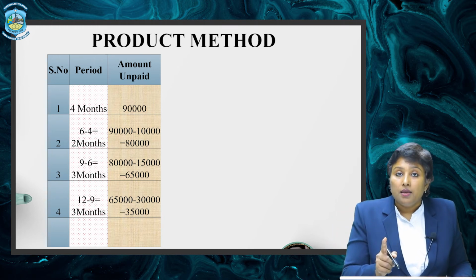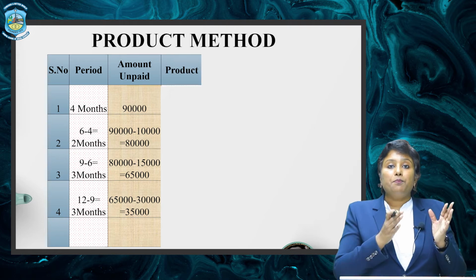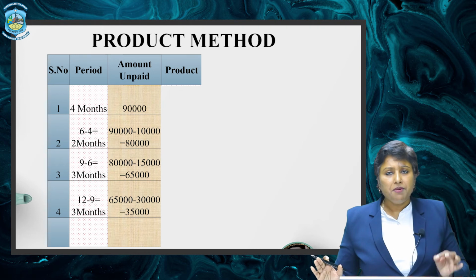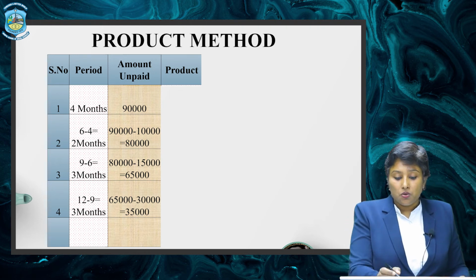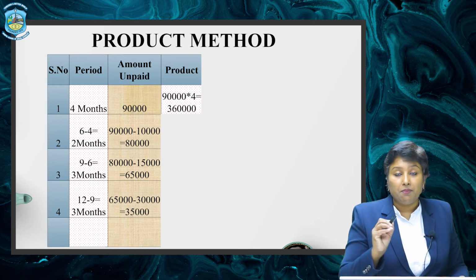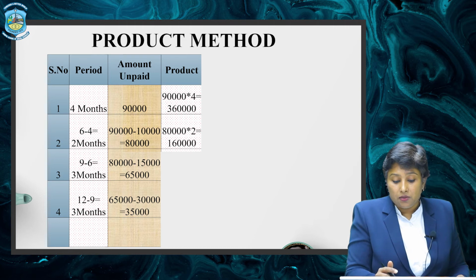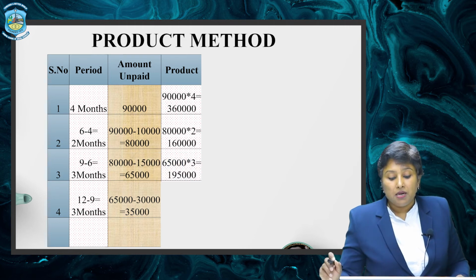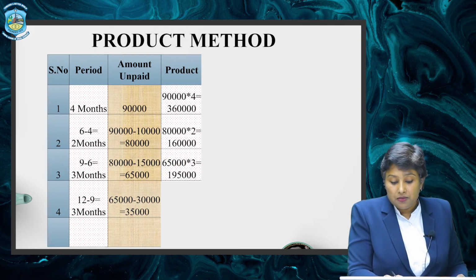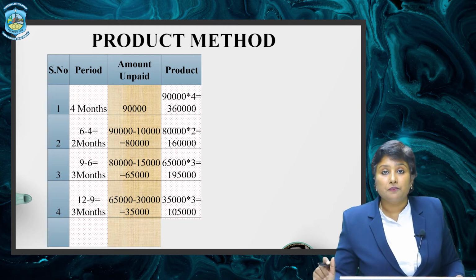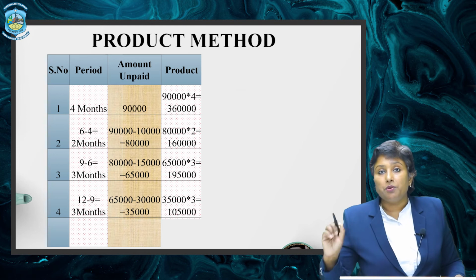Okay, now the next important column is the product of the outstanding months and the outstanding balance. Simply find the product. Okay, so first, 90,000 multiplied by 4, 3,60,000. Second, 80,000 multiplied by 2, 1,60,000. 65,000 multiplied by 3, 1,95,000. 35,000 multiplied by 3 gives you 1,05,000. Find the aggregate of the products.